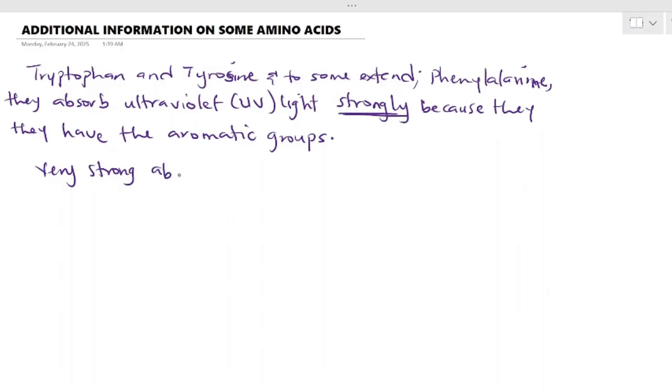They have very strong absorption at wavelengths of about 280 nanometers. This explains why proteins absorb UV light. It is because of the tryptophan, the tyrosine, and the phenylalanine that are present in proteins. This gives us an analytical tool by which we can measure or identify proteins.